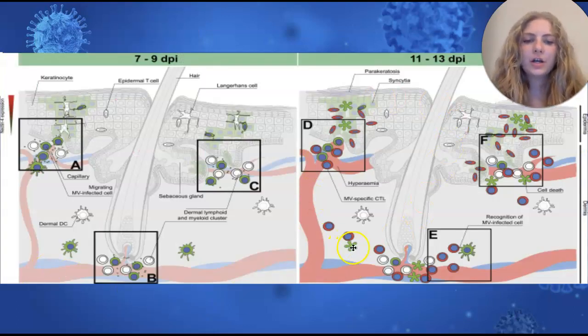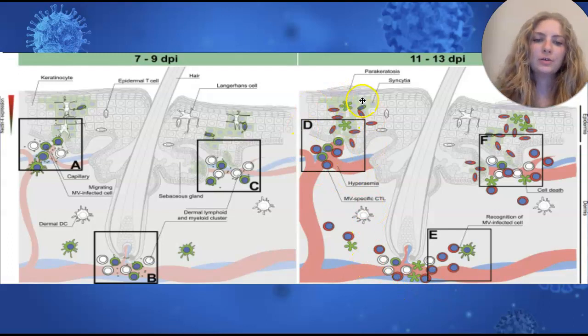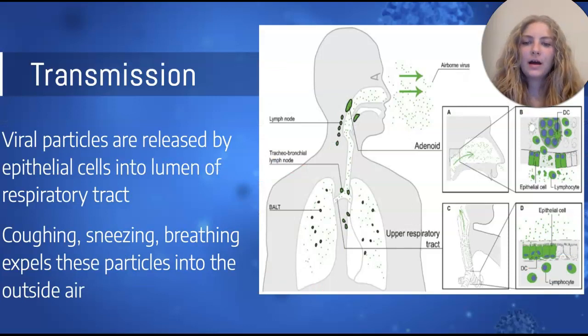And here is a picture of those CD8 positive T cells and that immune response kicking in and working to kill those infected cells. So getting into the transmission and how it's actually spread, infected epithelial cells in the body will actually bud and release the measles particles back into the respiratory tract.